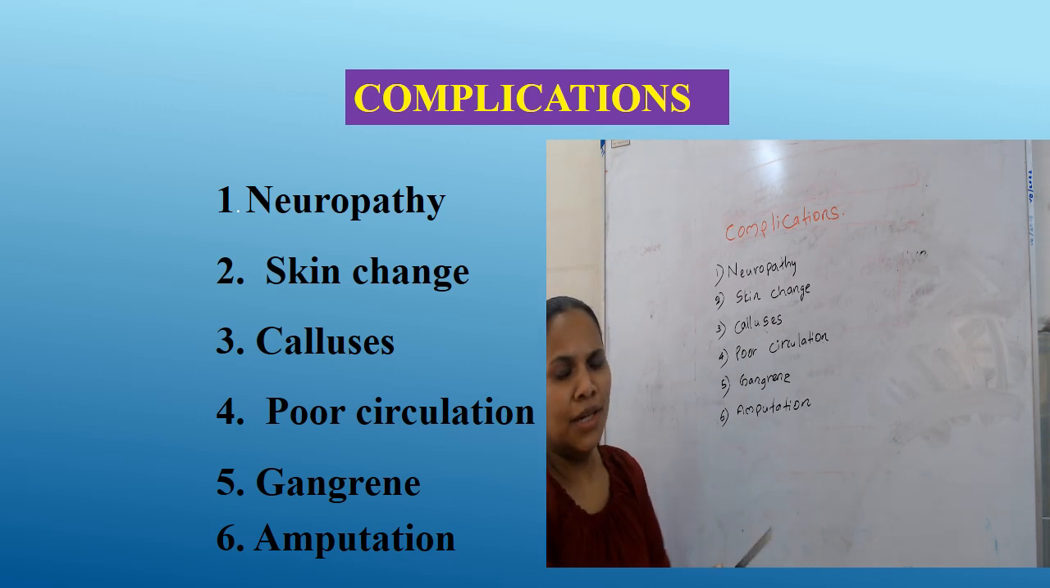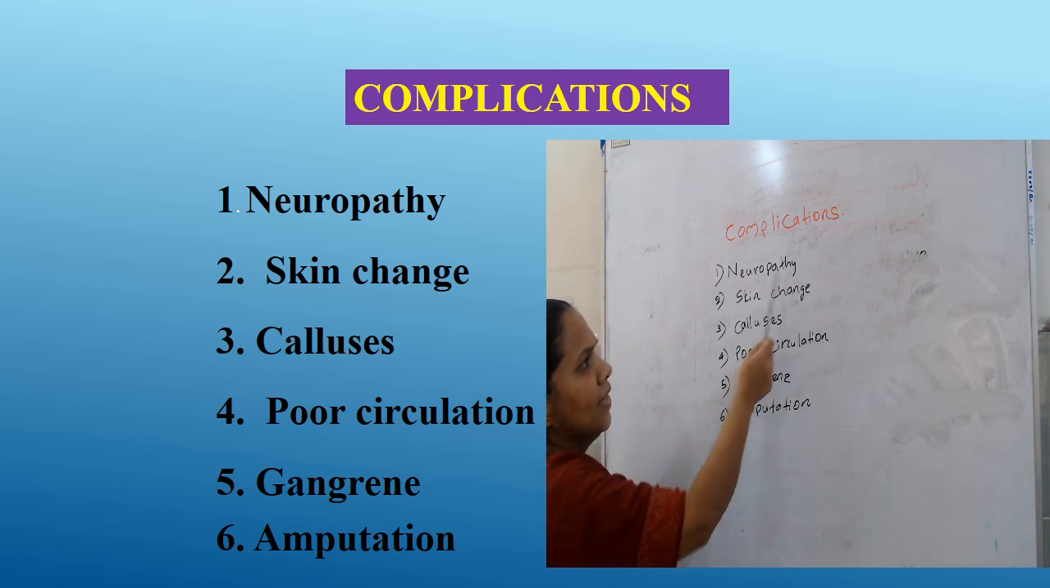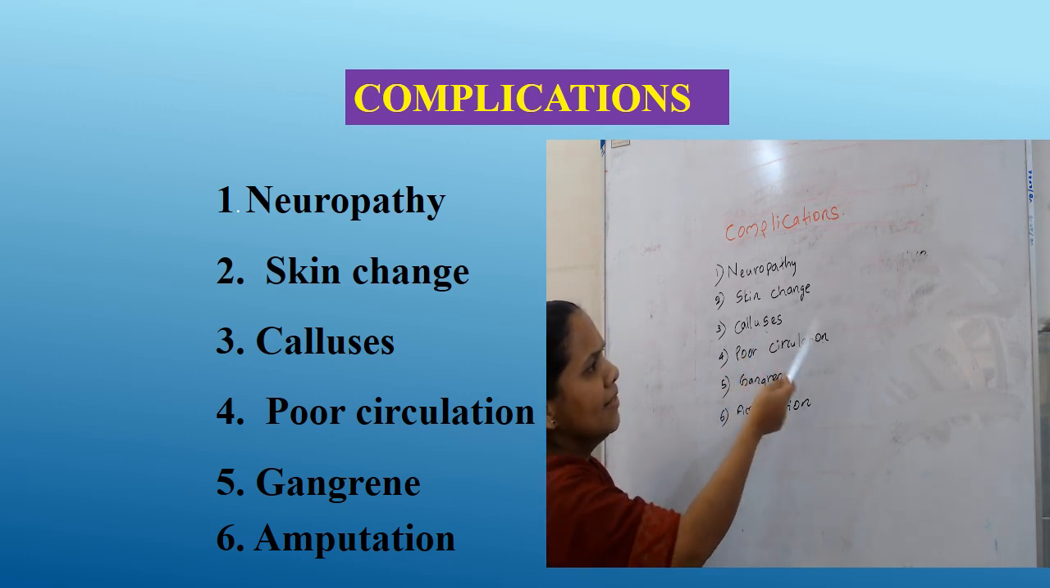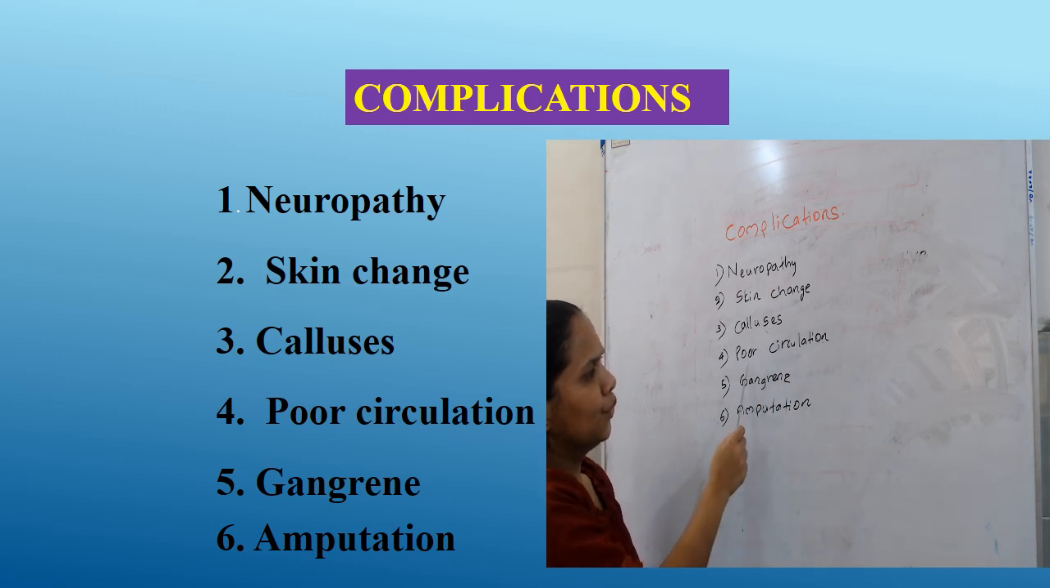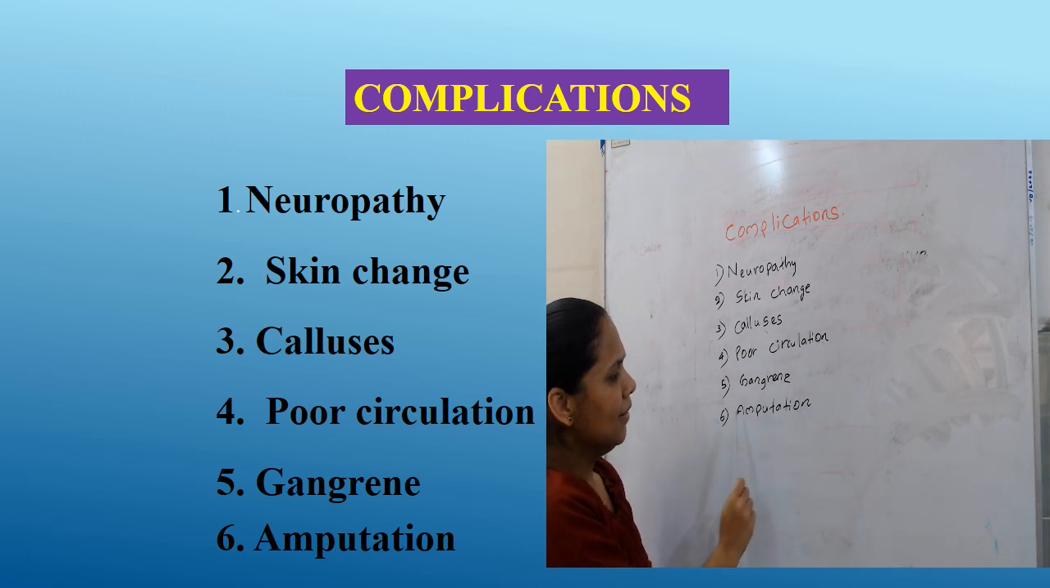Students, now we'll talk about diabetic foot ulcer complications. First one is neuropathy, second one is skin changes, third one is callosis, fourth one is poor circulation, fifth one is gangrene, finally amputation.